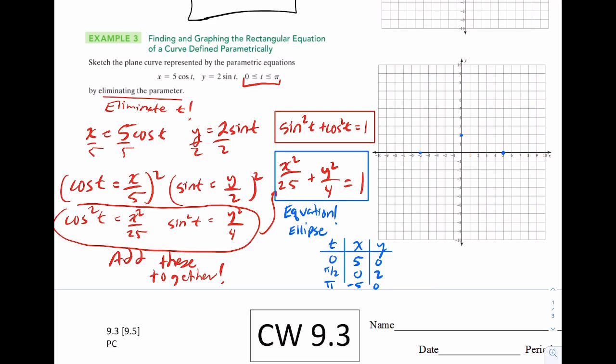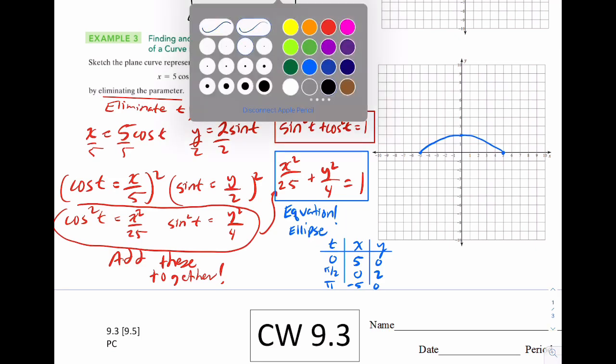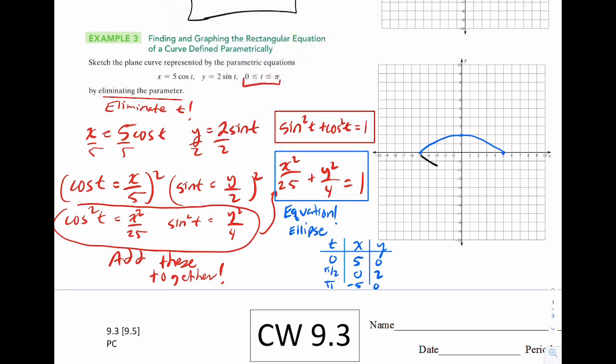And let's connect them. So notice how that's my top half of the ellipse. Now again, you have to realize I did not draw this bottom half. And the bottom half isn't there because of this restriction. The restriction says stop at pi, which means here's our first point, this 0, 5, 0 part. And our last point's right there, which means we are not continuing that graph on the bottom half.